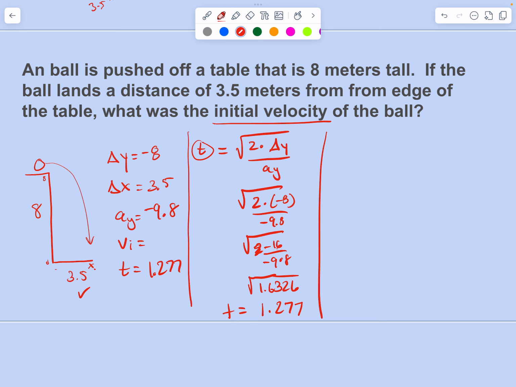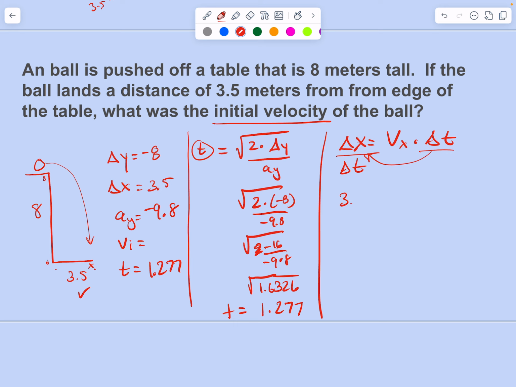And now I can go up into my formula for the x. We said that x equals v of x times delta t. That's our formula for one of the things we had. So that's solving for x. Now I already know the x and I know the t, but I want to get the v of x by itself. So I divide both sides by delta t, so that v of x equals delta x divided by delta t.